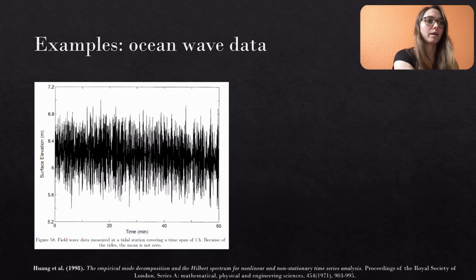Let's take a look at some examples. So the first example I've chosen is included in the first EMD paper by Huang and co-workers. On the left, you see some ocean wave data acquired at a tidal station. It displays the variation of the ocean's surface as a function of time. The data looks quite chaotic and random, and we will not be able to extract any meaningful information out of it, at least if we are not familiar with ocean wave data.